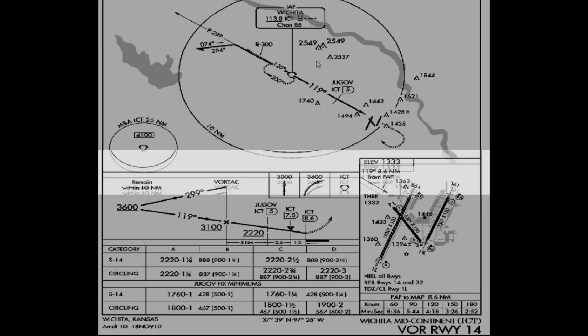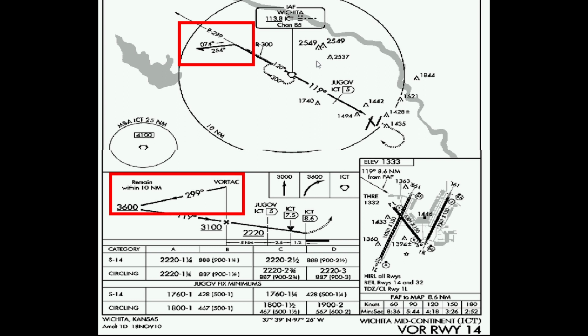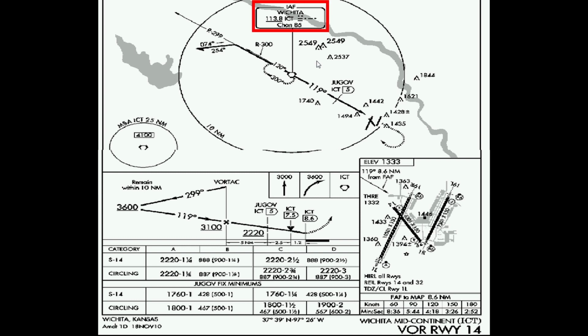On the approach plate you can see the VOR, actually it's a VORTAC, ICT, which is the initial approach fix and the final approach fix of this VOR approach. After the initial approach fix we can descend to 3600 during our procedure turn. After the procedure turn in our inbound track we can descend initially to 3100 back to the VORTAC. After the final approach fix we can descend down to UGOV, which is at 2220 feet.